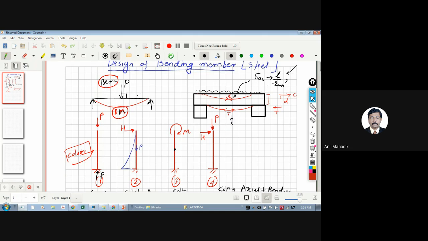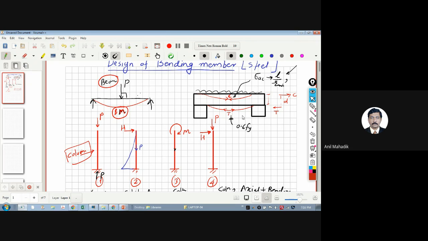For tension, what do we do? In tension, there is no problem regarding slenderness. We can directly take the stresses 0.6 Fy. See, I'm just telling you conceptually first, but there are certain differences in design of beam.